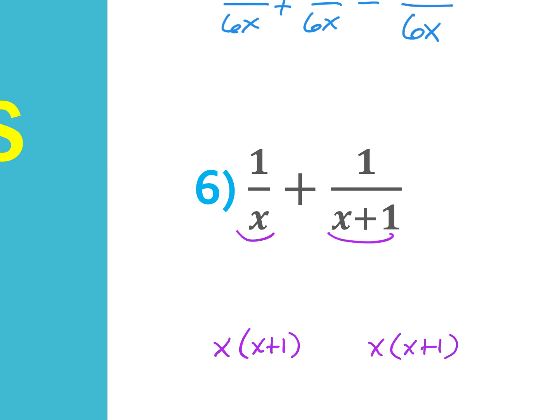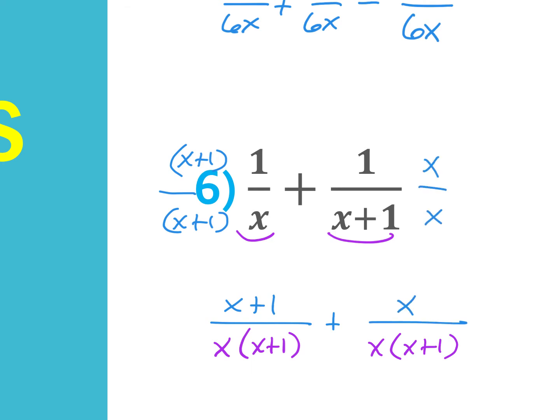Now, the first fraction is missing the x plus 1. So whatever you're going to multiply to get to the denominator, also do that to the numerator. So 1 times x plus 1 is just x plus 1. This one's missing just the single x. And again, just put the x on top. Now I'm going to add my like terms.